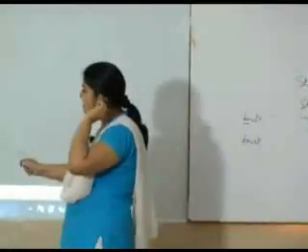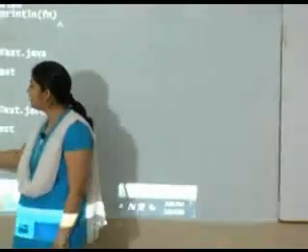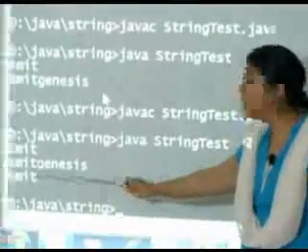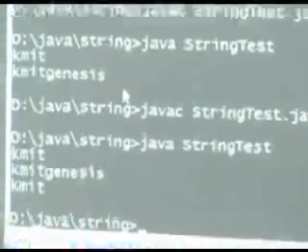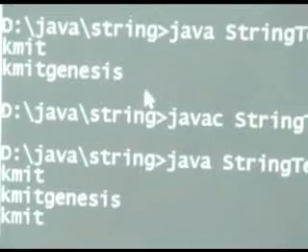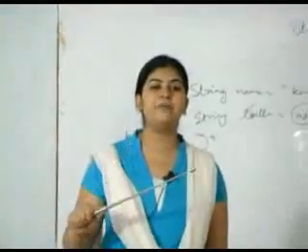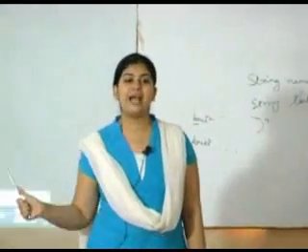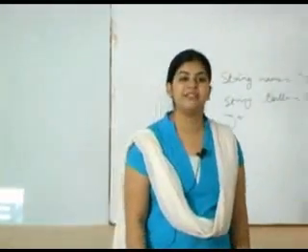Now let's understand why it did not print KMIT Genesis and why it printed only KMIT. What does your concat do? Is it working or is it not working? Or are we using it not in a proper fashion? In order to understand this, let's go and see the definition of the method concat.